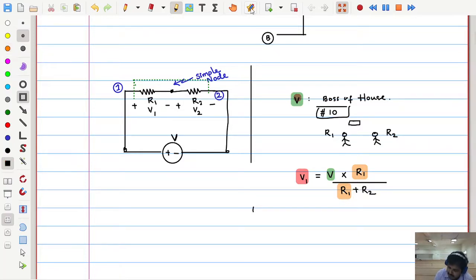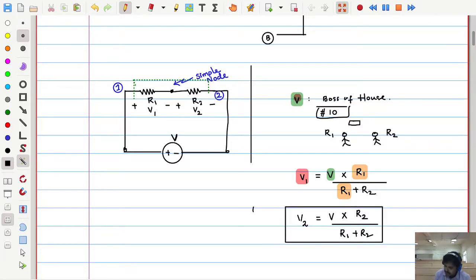In the same way, if you need your brother's distribution, how much he will get is the total available into your brother's strength divided by yours plus your brother's strength. So in this way, one can understand the voltage division principle or voltage division rule. So if two elements are there like this, fine, well and good.